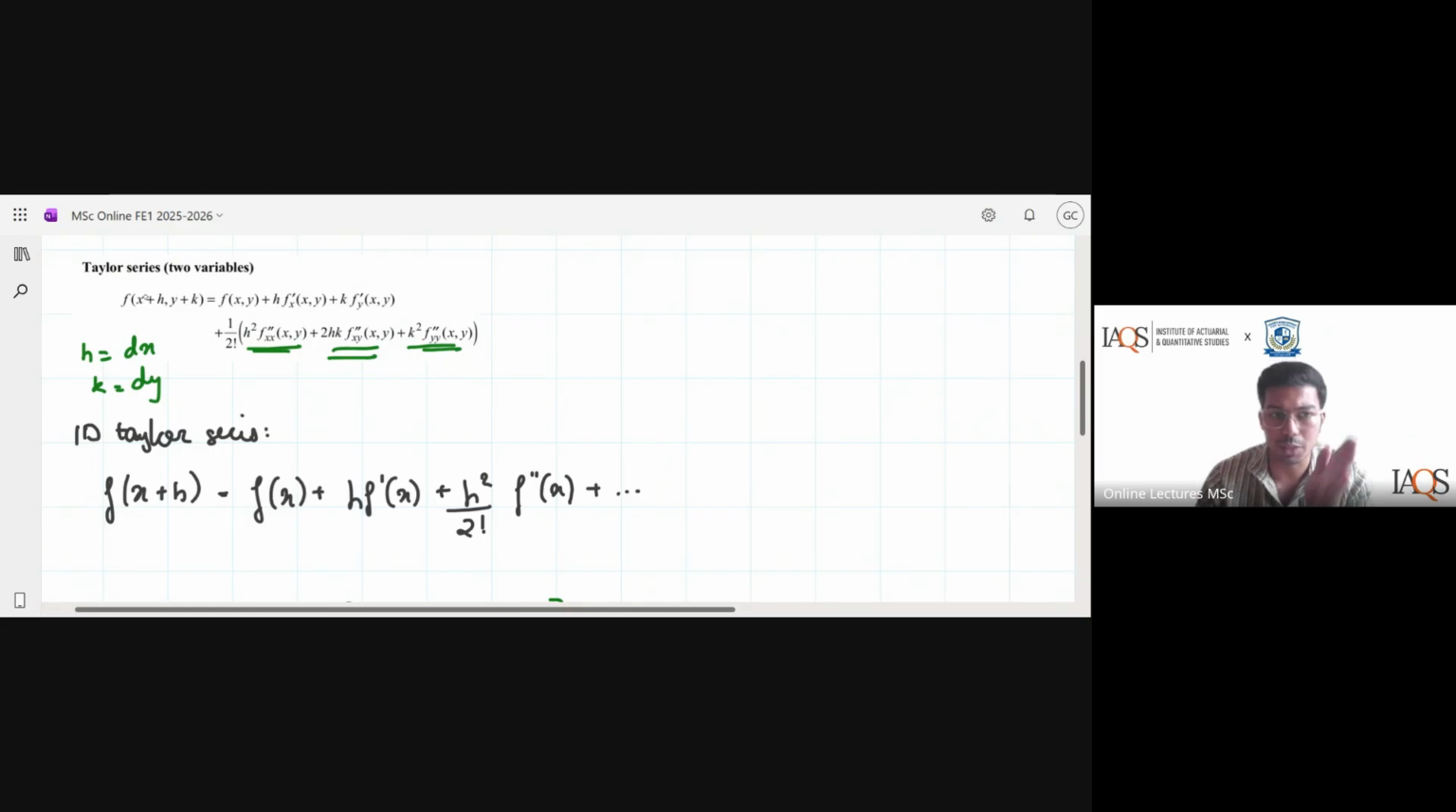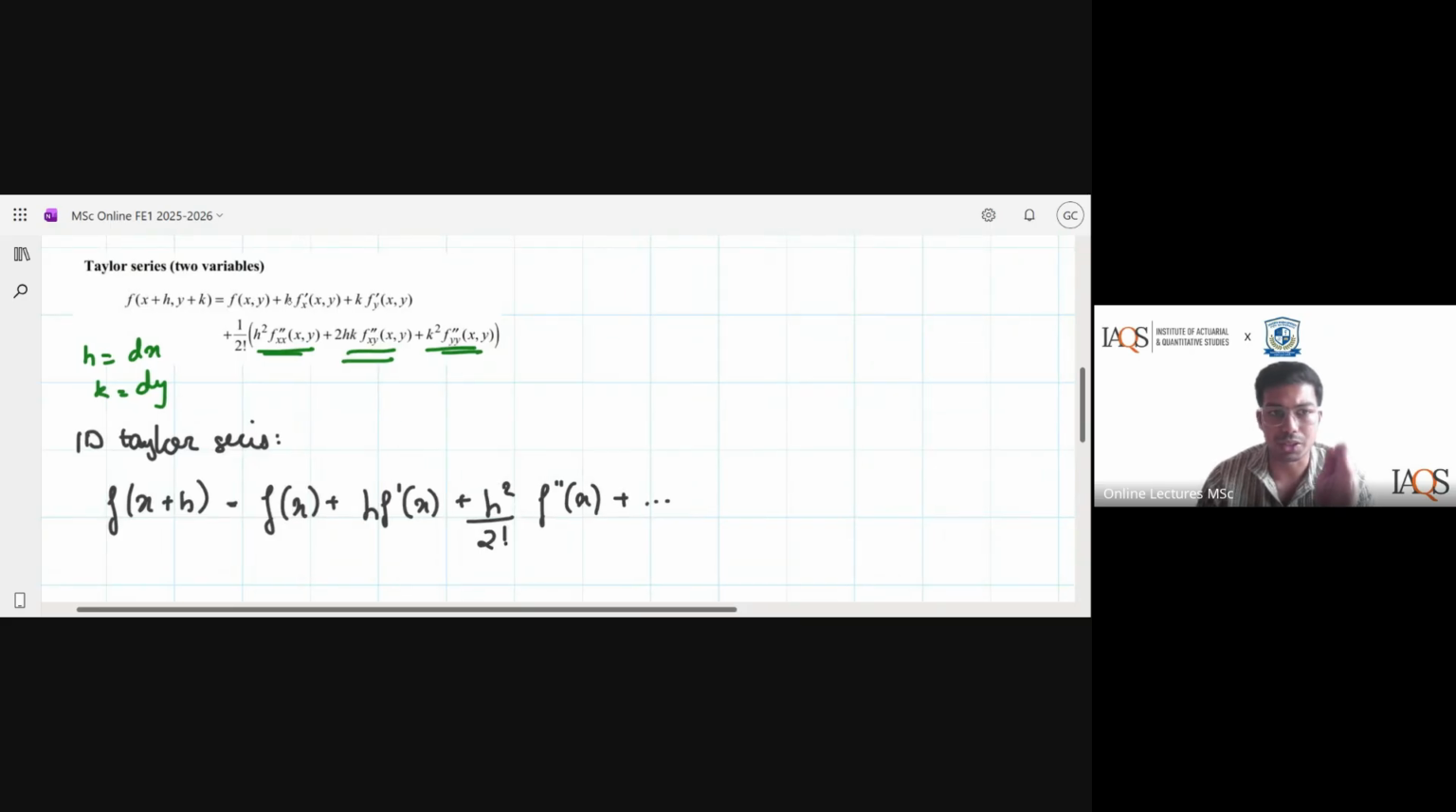So they are writing f(x+dx, y+dy) = f(x, y) + dx times the derivative of the function with respect to x, plus dy times the derivative of the function with respect to y, plus dx square by 2 times the second derivative with respect to x, plus dy square by 2 times the second derivative with respect to y, plus dx into dy times the second derivative of the function with respect to x and y.